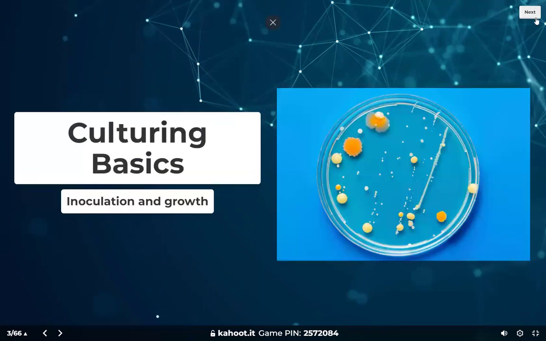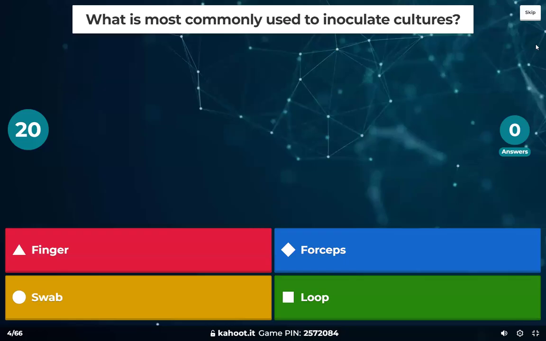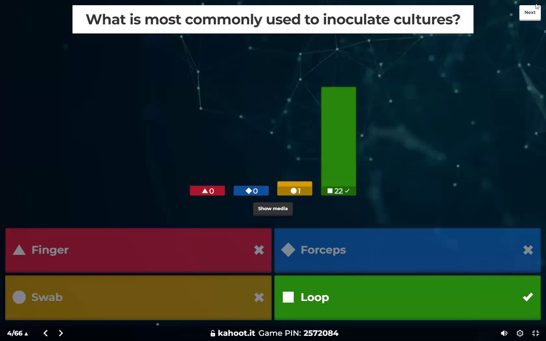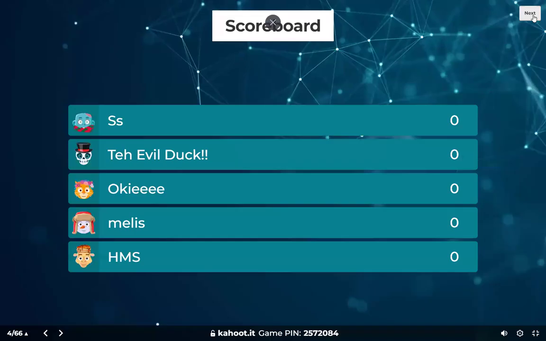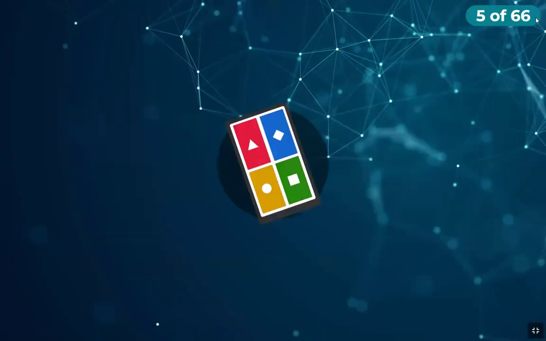All right, let's talk about our culturing basics. We already did this stuff, so this should be definitely review for people. So we'll go over some of this stuff really quickly. What is most commonly used to inoculate cultures? An easy one, just to get us in the mood. All right, so the obvious one there, the loop. I would hope you would be able to answer that correctly, even if you hadn't taken this class.